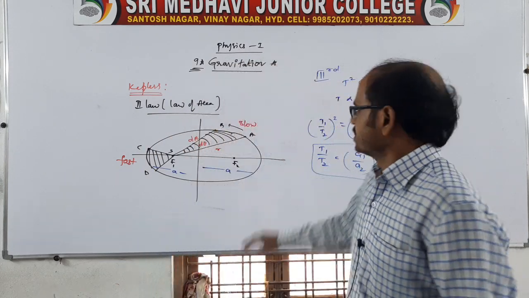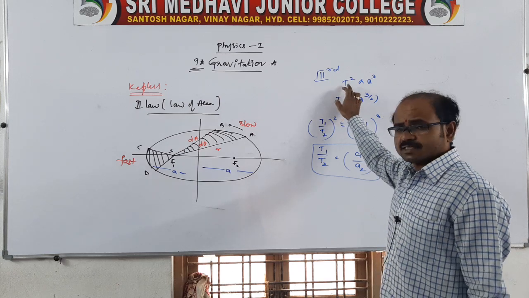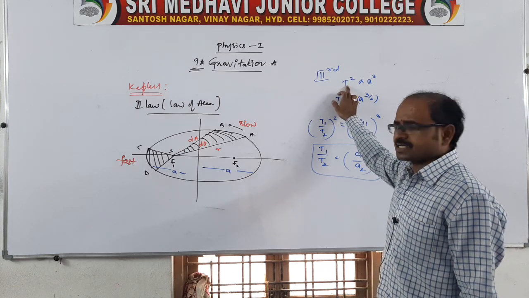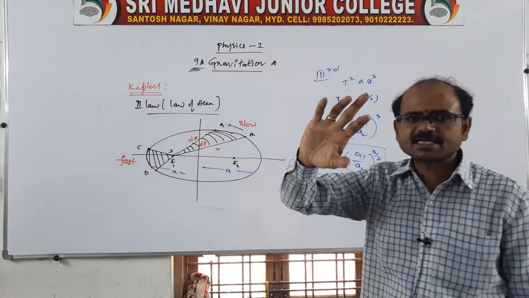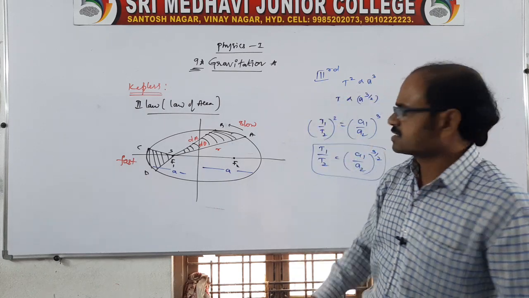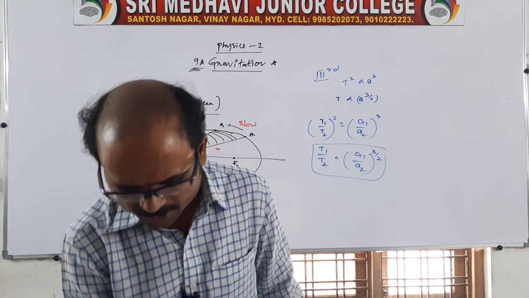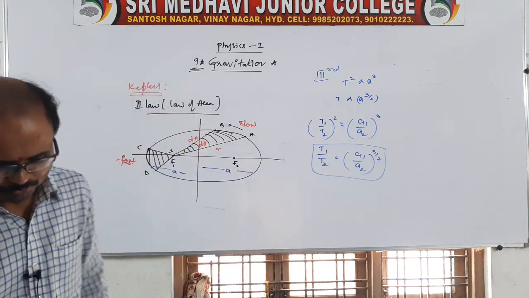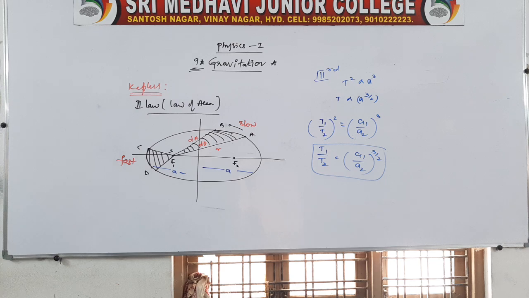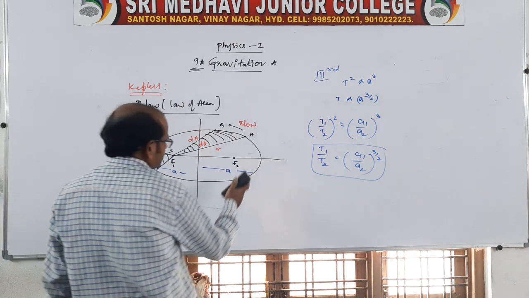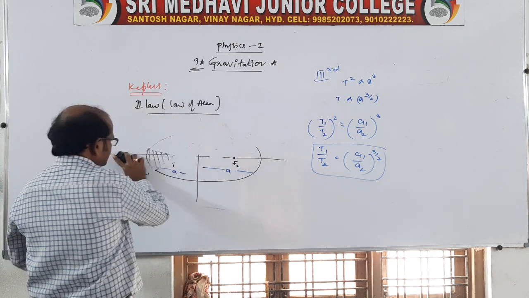Third law: the square of the time period is directly proportional to the cube of the semi-major axis. This is what you need to write. That's all, nothing more than this is required. Is there any doubt? If you have doubts, refer to your materials and see these videos.